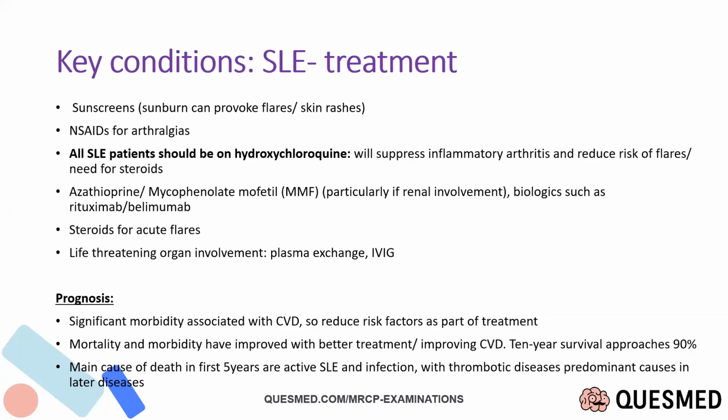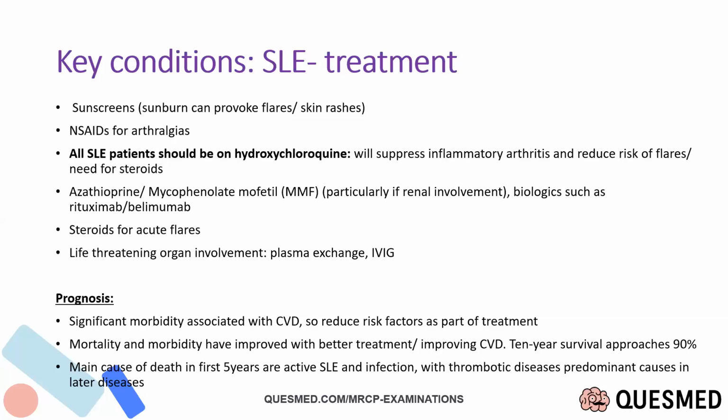If that's not enough, we then escalate their treatment to azathioprine or MMF. That's particularly helpful if there's renal involvement. And there are other therapies if their disease is more severe and active. So we can give them rituximab, often 6 monthly, or belimumab. And then we use steroids for acute flares. And if there's life-threatening organ involvement, then you're looking at giving things like IVIG, cyclophosphamide, plasma exchange.